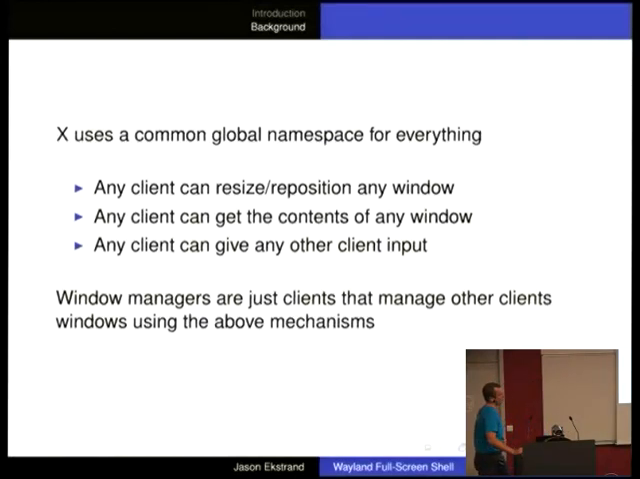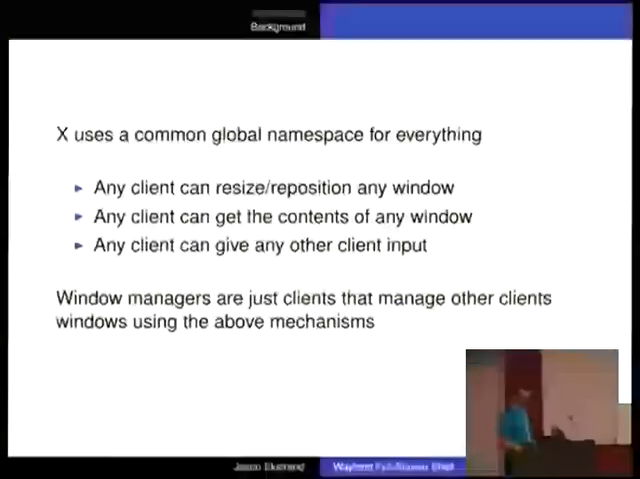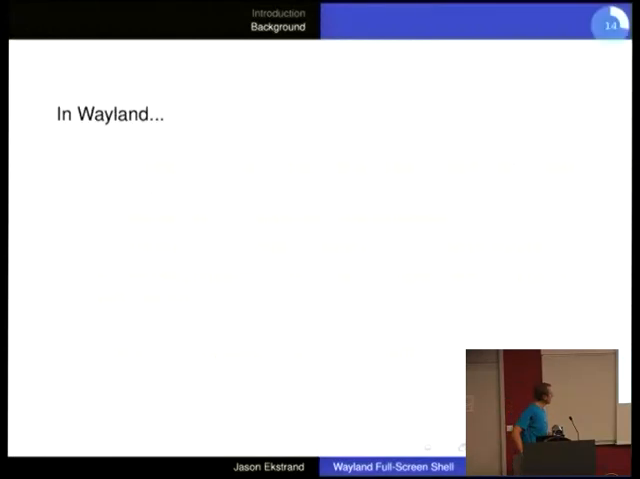But it's just a client, and it's just messing around with other clients' windows, and that's the way the whole thing works. And then there's various other things like copy and paste that are handled by setting properties on the root window, and one client sets a property and the other client reads the property, and you pass things through that way. So everything is handled in terms of this global namespace. In the Wayland world, things are different.